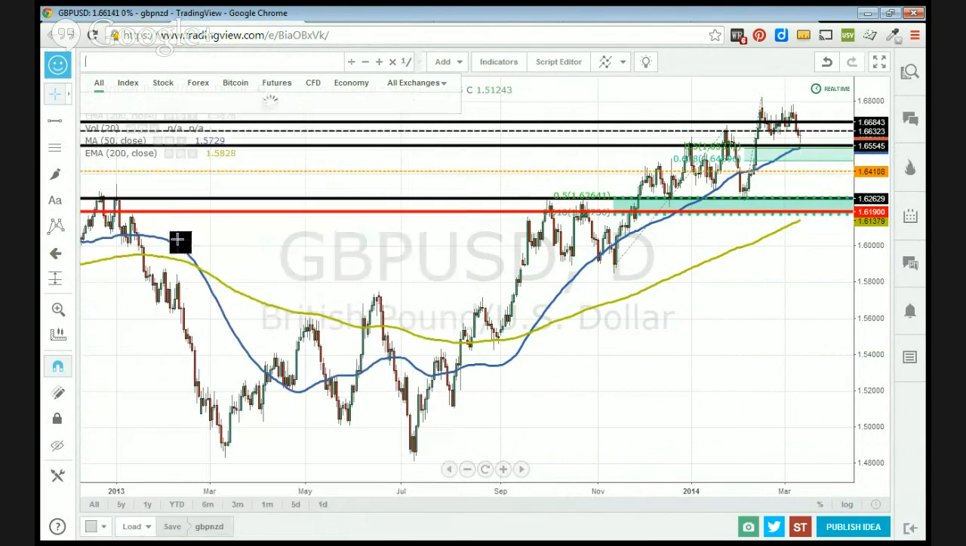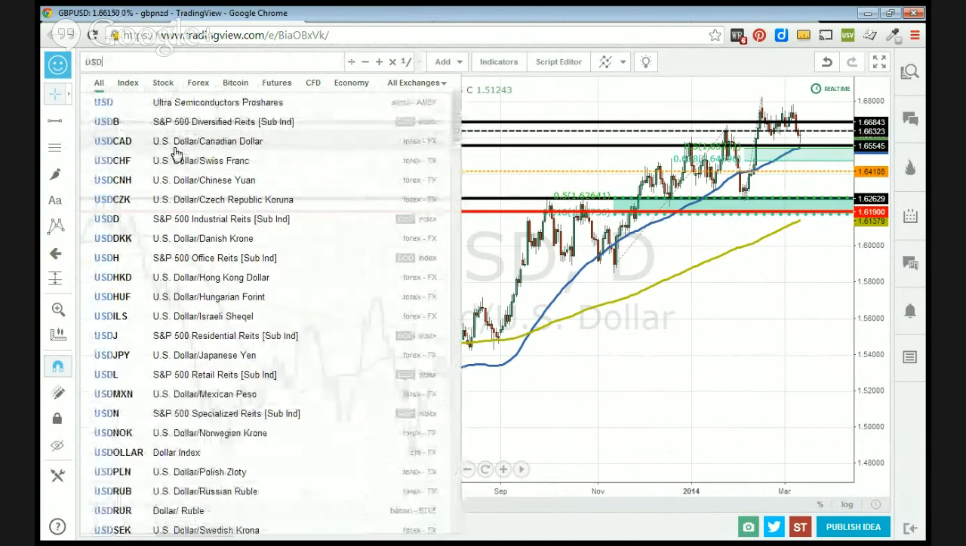Okay, so that's the pound going to the U.S. dollar. Dollar Canada.